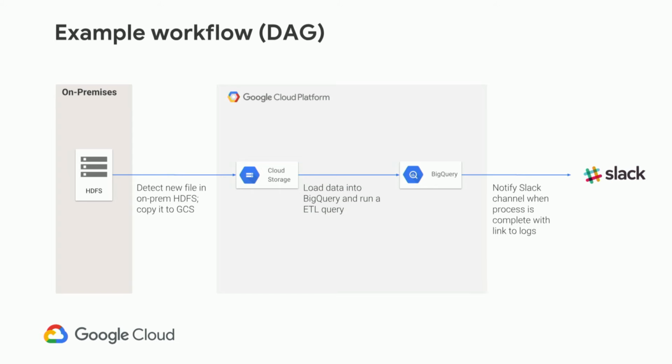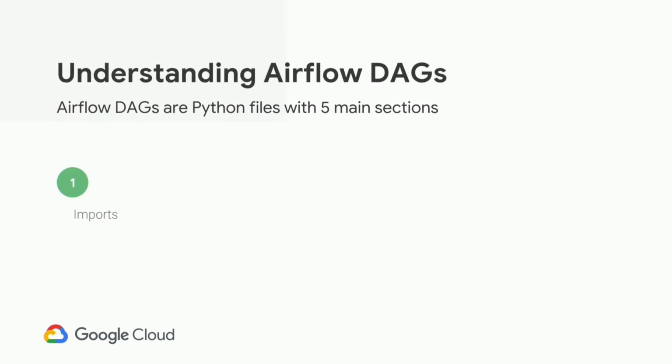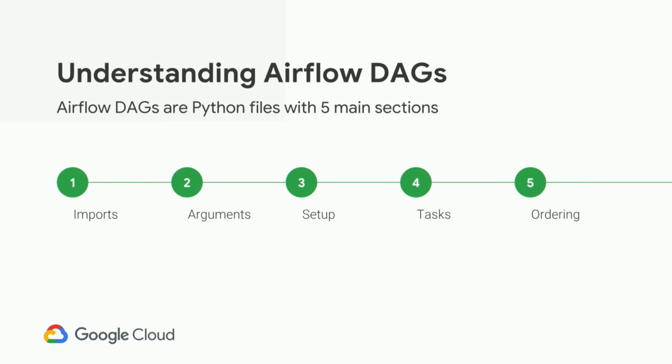There are about 5 steps really for you to write an Airflow DAG or workflow. We summarize that into 5 steps. Import, write arguments, do your DAG setup, lay down the various tasks, and then encode task dependencies.